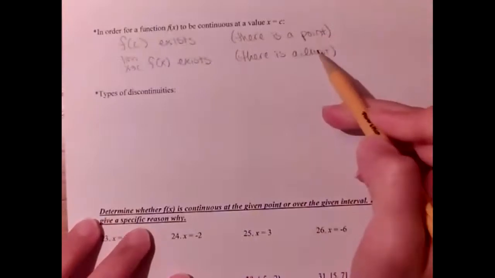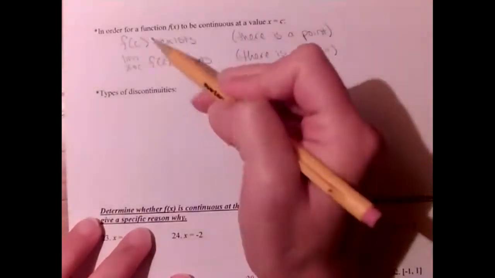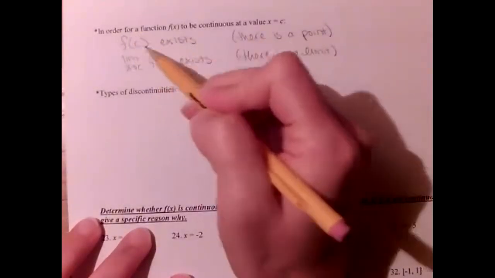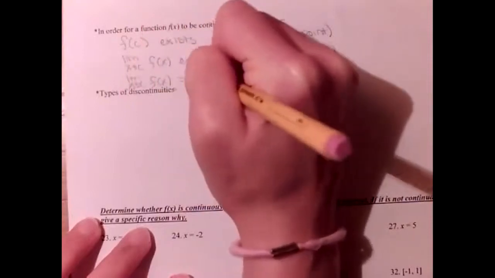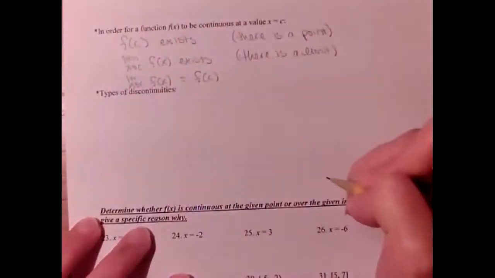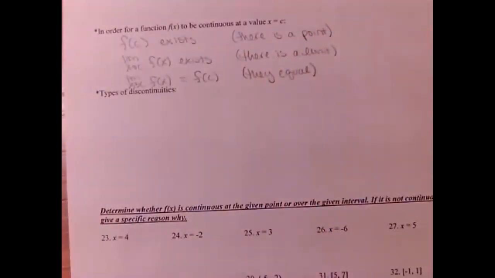So you have to have a point, you have to have a limit, and then they have to equal each other. So I'm going to take these 2 things and set them equal to each other. The limit as x approaches c for the function has to equal that functional value. So there has to be a point, there has to be a limit, which means behavior, and then they have to agree with each other.